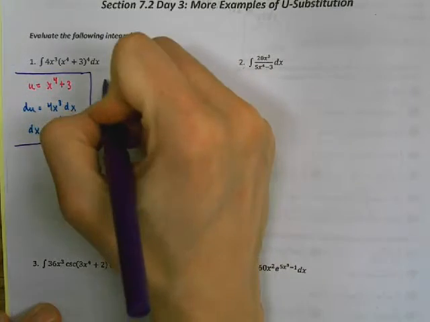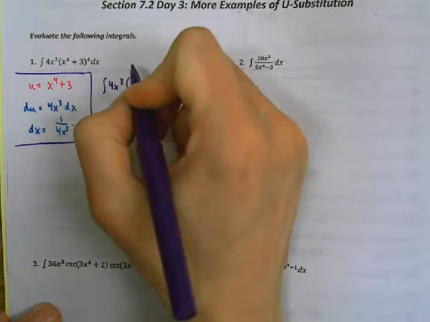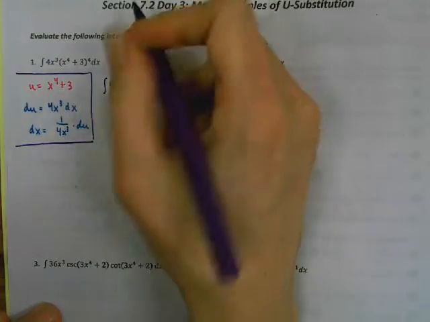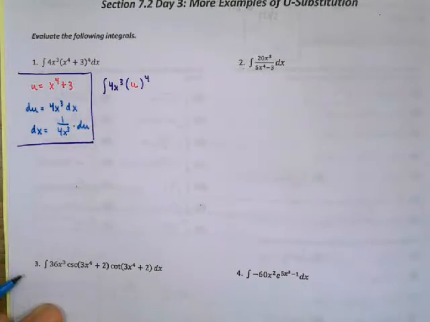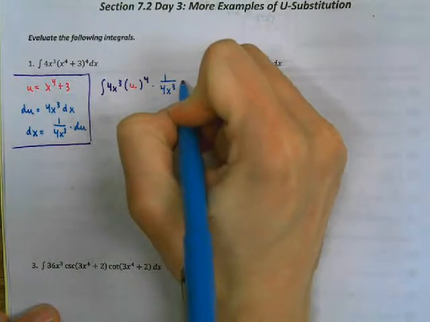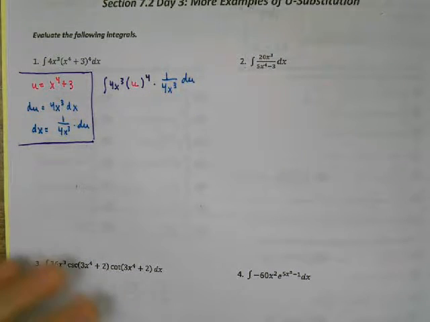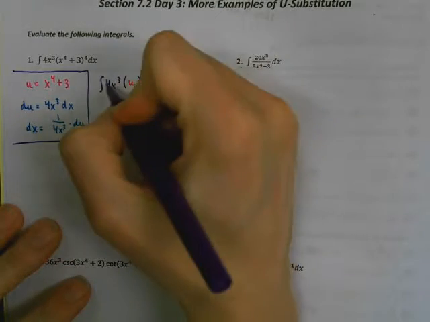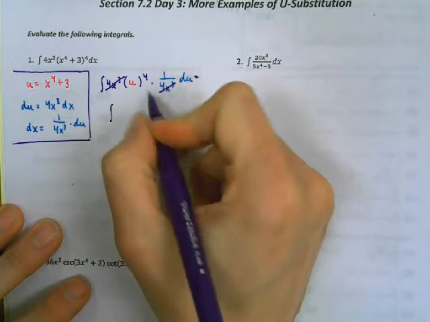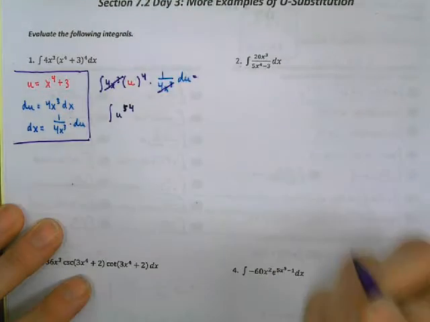So this integral is going to be equal to, I'm going to keep my 4x cubed. Now, in parentheses, my x to the fourth plus 3, we said that was going to be u. And I have that to the fourth power. And then our dx, we're going to replace with our 1 over 4x cubed times du. And again, what we're looking for is that our x's drop out, so we just have an integral in terms of u. So here, our 4x cubed is going to cancel with this 4x cubed. So what we have is the integral just of u to the fourth du.